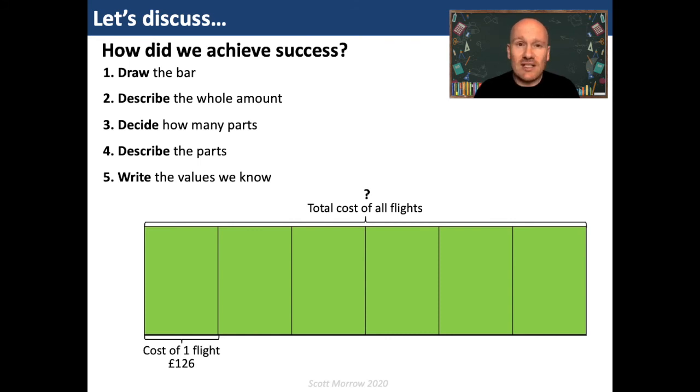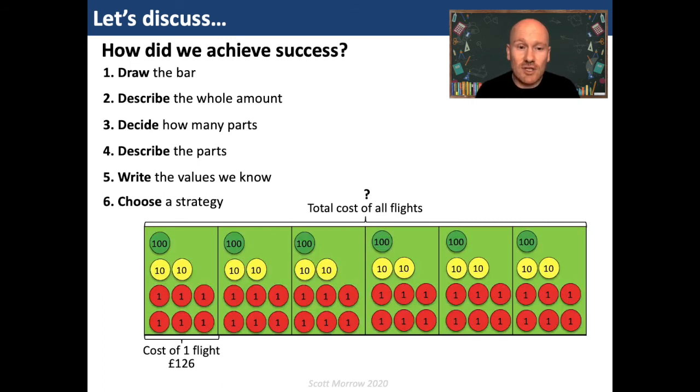So there we can see that we're looking for the whole amount. We're going to multiply 126 by 6 in order to work out the total cost of the flight. So the last thing we need to do is choose a strategy and solve that problem. And we solved that using the place value counters. We made an array with those. We partitioned the hundreds, the tens, and the ones, and we added those together in order to work out a total amount of £756.